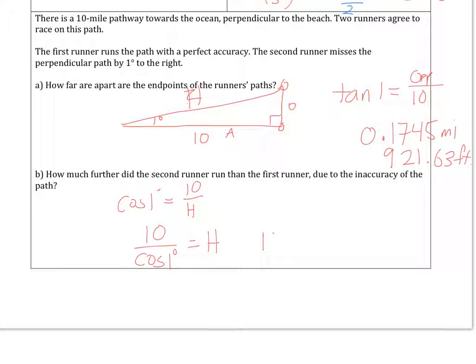If I do that out, we get h is equal to 10.0015 miles. So 0.0015 miles would be the total extra distance. And if I wanted to figure out how many feet that was, again, I'm going to multiply that by 5,280. That's a total of 7.92, or about 8 feet, which is not a heck of a lot.